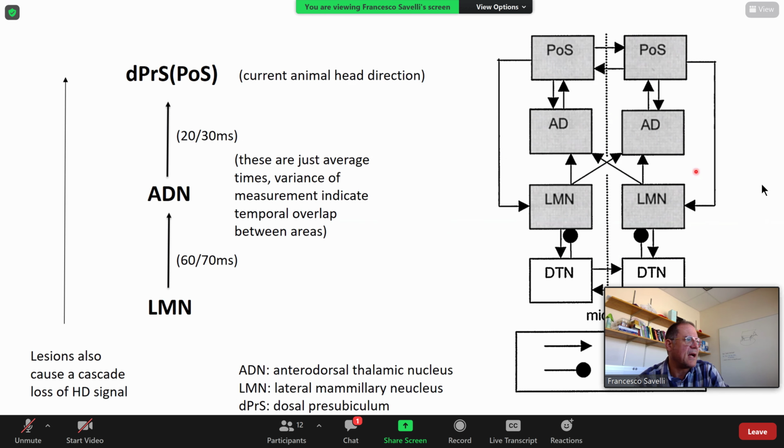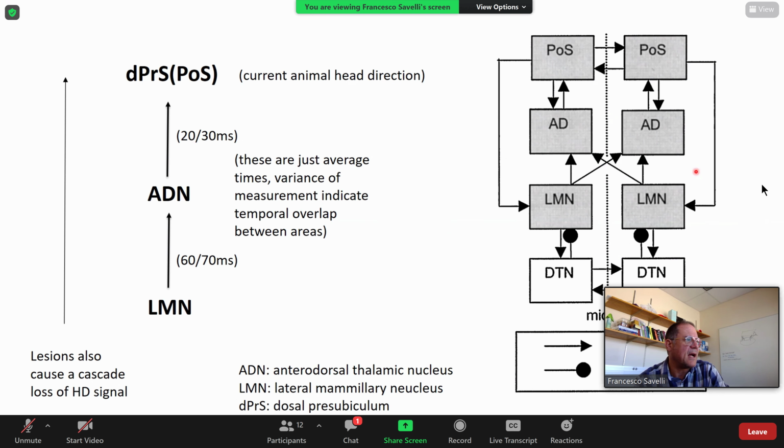So again, what's happening, it seems, is this is where you find the head direction cells that are also sensitive to angular velocity. In the lateral mammillary nuclei, you also find head direction cells. Then you move up to the thalamic areas, so this was hypothalamus, to the thalamic areas. You still have head direction cells. And then to the postsubiculum, also called dorsal presubiculum, where you also find head direction cells. And I think I said last time that the signal is first generated here and moves up, from subcortical to cortical.